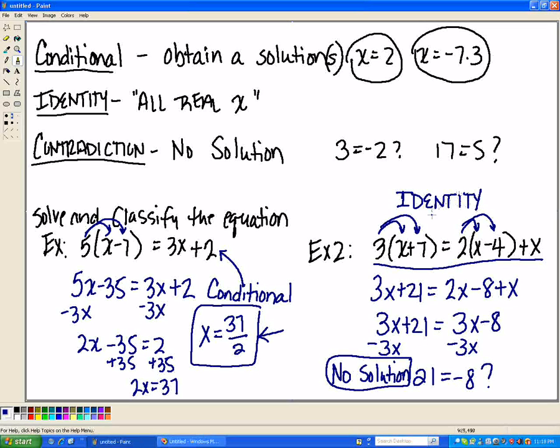Identity. All right? So remember, this is our solution. This is our equation classification.